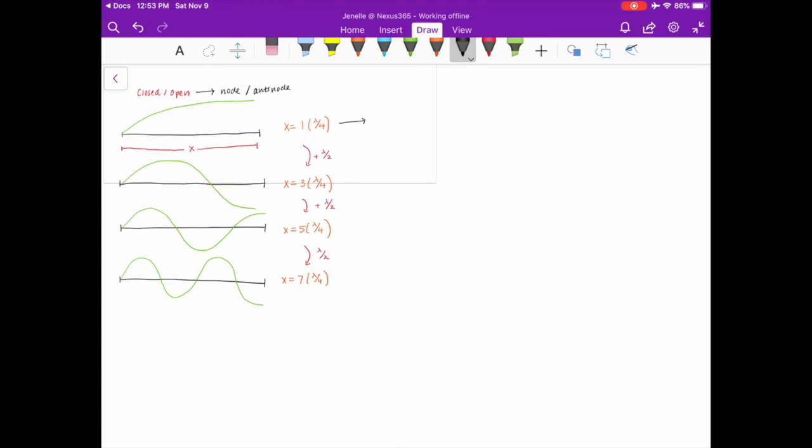Using basic algebra, we can solve for the wavelength. So for the fundamental resonance form, lambda is equal to 4x. In the first overtone, lambda is equal to 4/3 x. In the second overtone, lambda is equal to 4/5 x. And finally, in the third overtone, lambda is equal to 4/7 x.